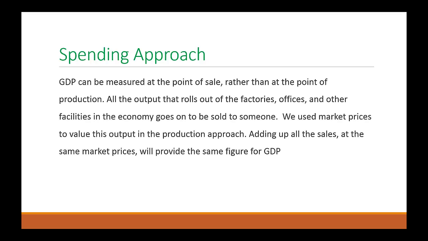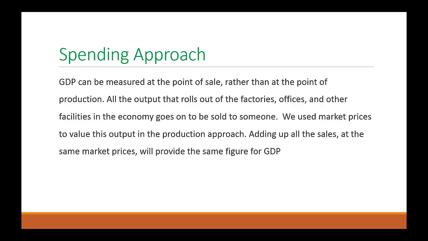But GDP can also be measured by taking what we call a spending or sometimes an expenditure approach. Under this approach, GDP is measured at the point of sale rather than at the point of production. All the output that rolls out of those factories, those offices, and other facilities in the economy goes on to be sold to someone. We use market prices to value this output in the production approach. So all we're going to do here is add up the sales at the same market prices, and it will provide us with the same figure for GDP.